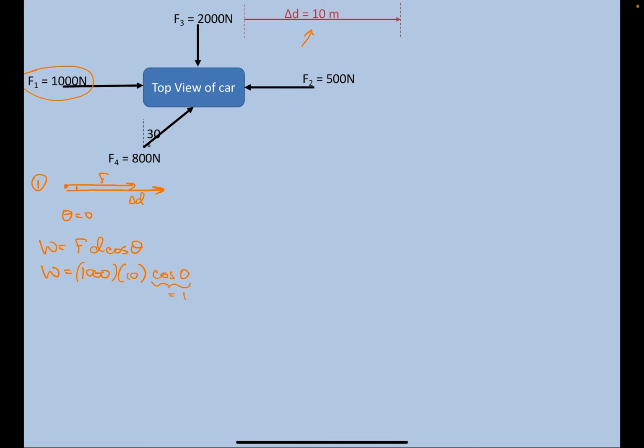Okay, so 1,000 times 10 times 1, the 1 doesn't really matter. We're going to get 10,000 joules. Student number 1 does do work. They do 1,000 joules. What about student number 2 over here? They're pushing in the opposite direction.